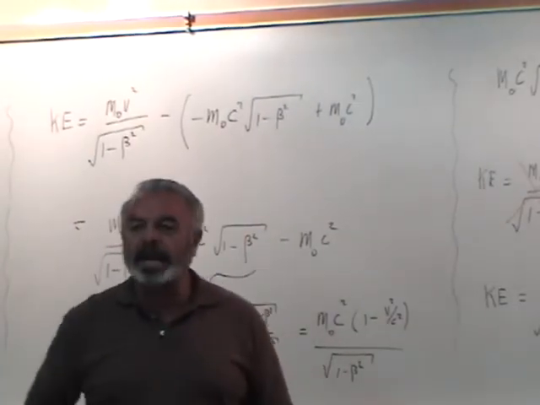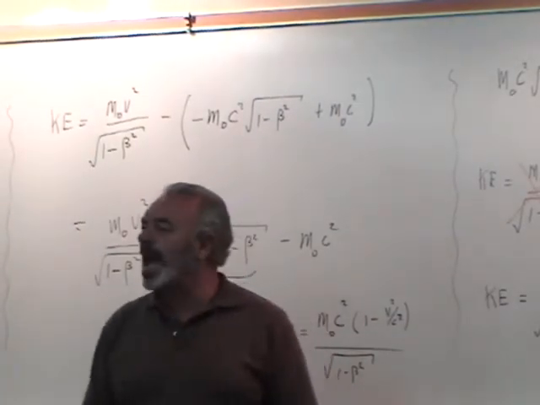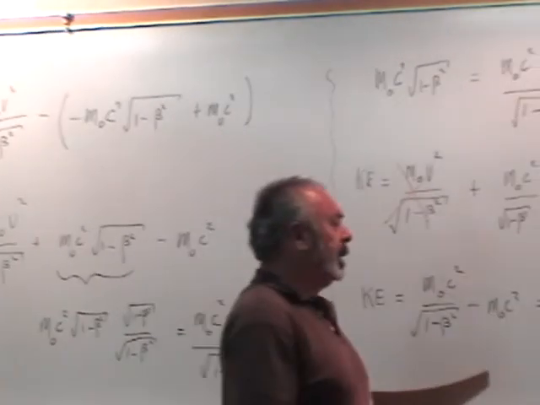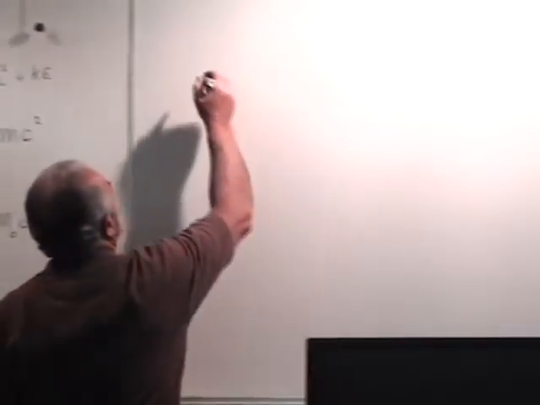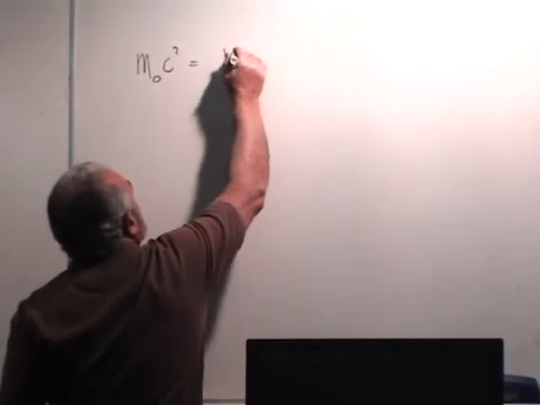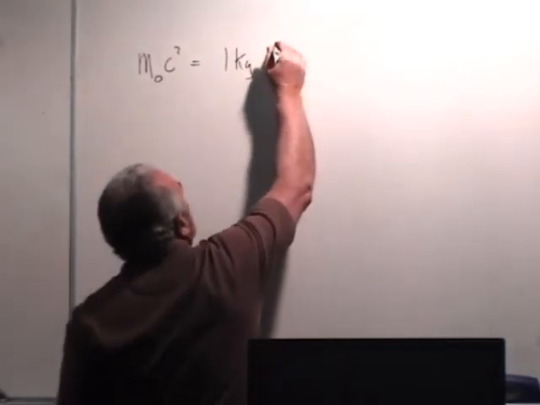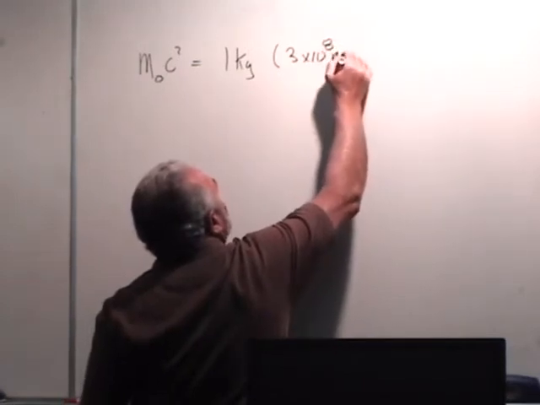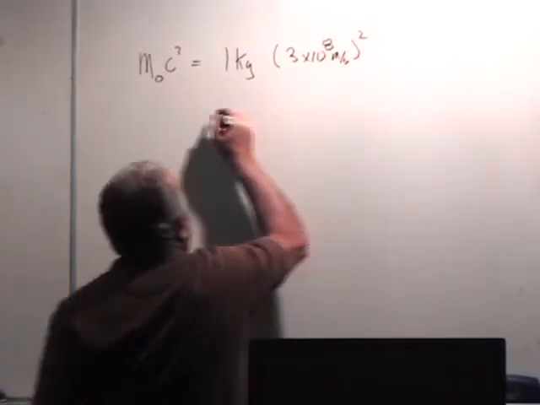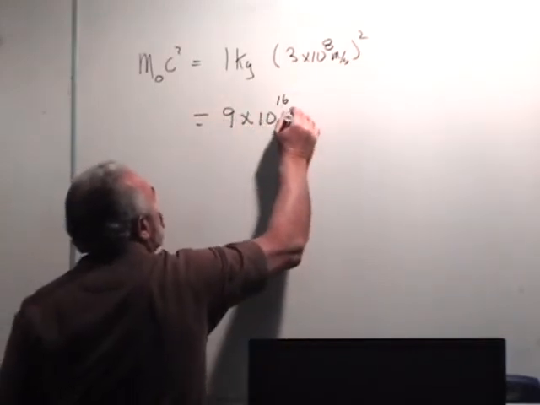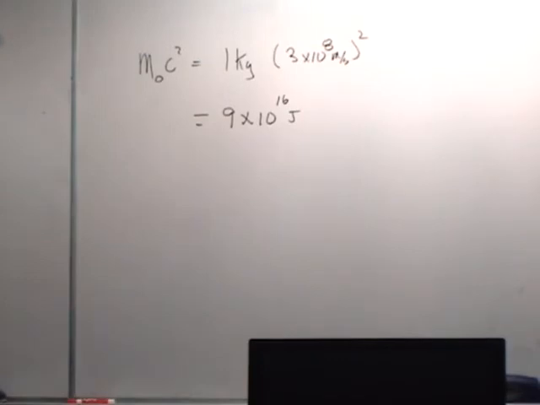1 kilogram of mass, which is just a little bit less than the mass of your book. How much energy is there? Well, it's really easy. How much rest mass energy is there? It's simply m naught c squared, 1 kg of mass times 3 times 10 to the 8 meters per second squared is 9 times 10 to the 16 joules. Sounds big, doesn't it?